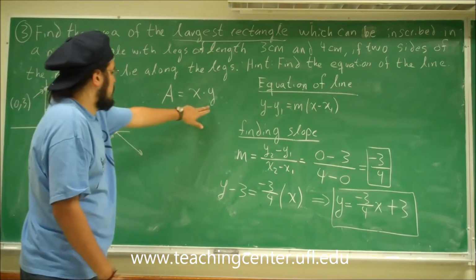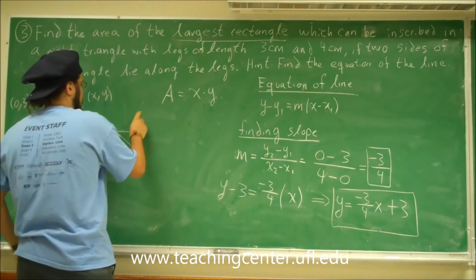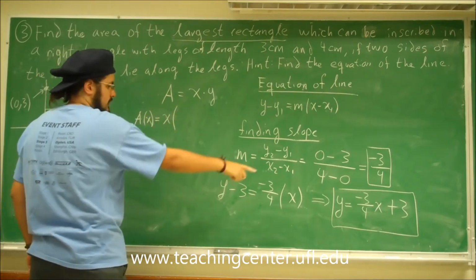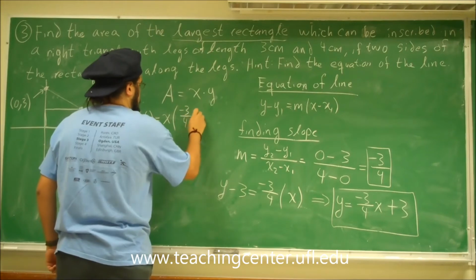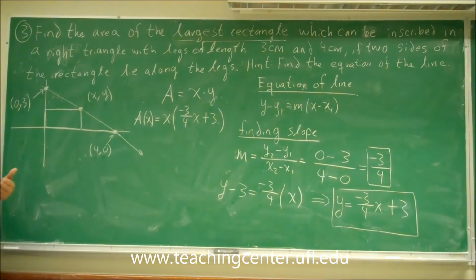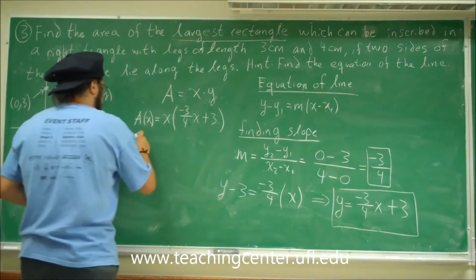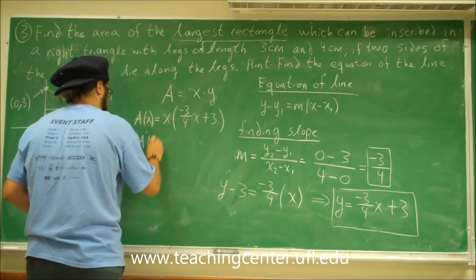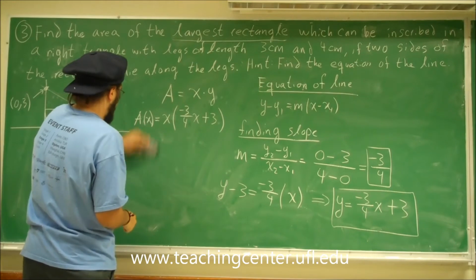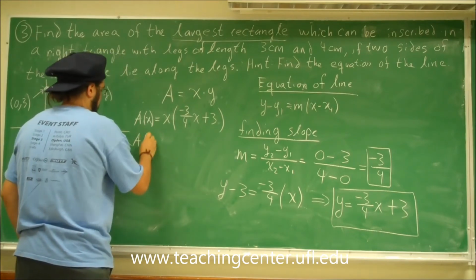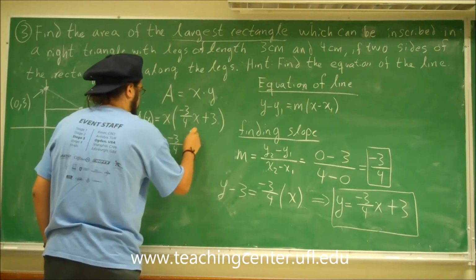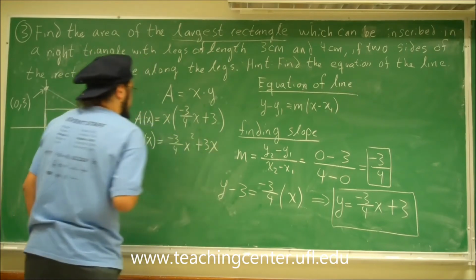Now that we have our y, we can plug it in here, because we want to maximize the area. So now area is a function of x, and it's x times minus 3/4 x plus 3. Okay, so let's go ahead and do the first derivative test. So that means take A prime. Let's do some algebra and distribute this first. I distribute the x, and I'm going to get minus 3/4 x squared plus 3x.